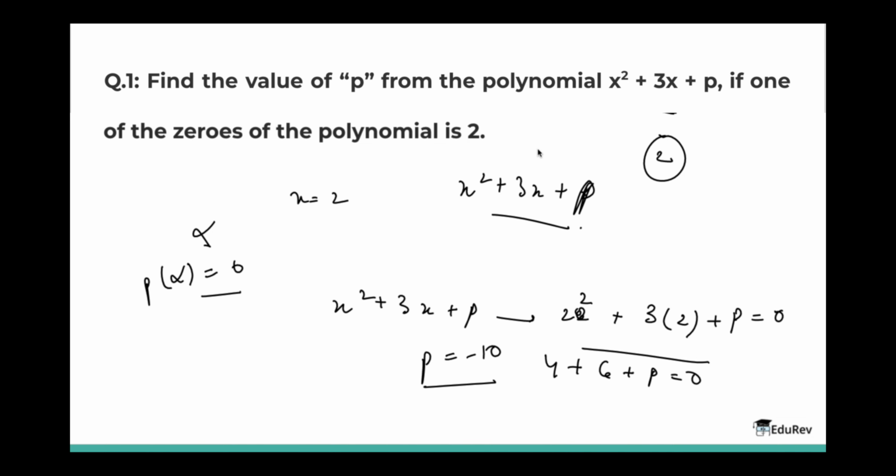So what we did actually was, we wanted to find the value of p. And one of the roots, or I can say zeros, of a polynomial was given and that was 2. So I substituted 2 in the polynomial, knowing the fact that if I substitute a root of a polynomial in the polynomial itself, then the value of the polynomial becomes 0. And that is exactly what I did. I substituted, equated it to 0 and found the value of p, which is minus 10. I hope you understood this. So let's move to the next question.